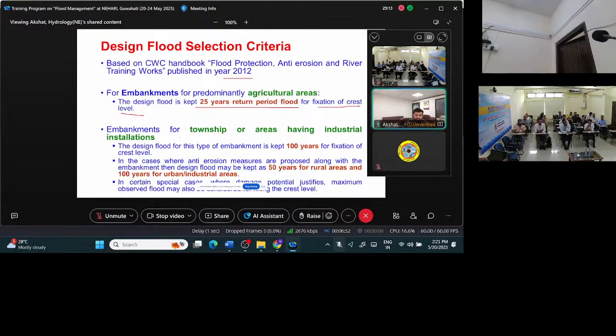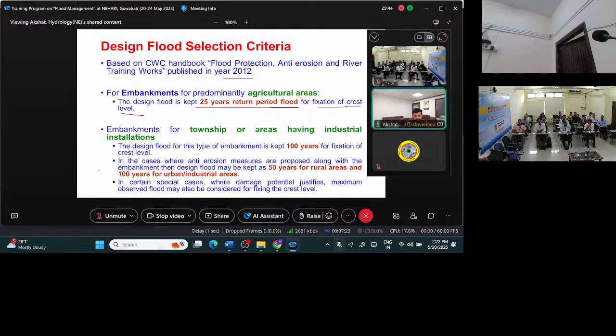And for embankments for townships or areas having industrial installations, the design flood is kept at 100 years for fixation of crest level. And in cases where anti-erosion measures are proposed along with the embankment, their design flood may be kept as 50 years for the rural areas and 100 years for the urban or industrial areas.